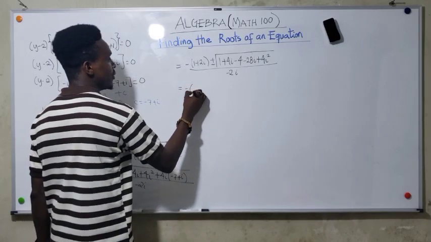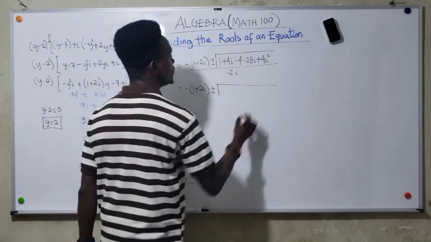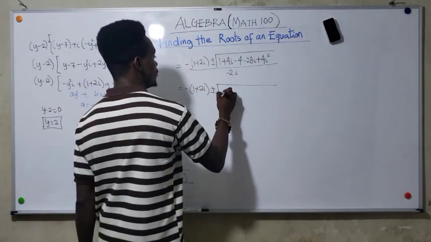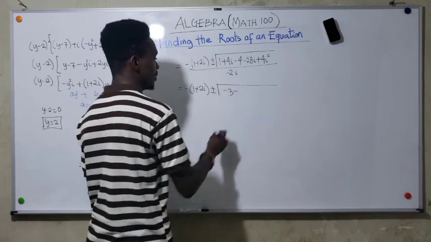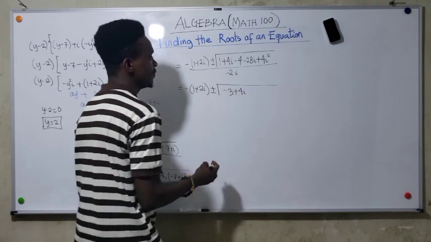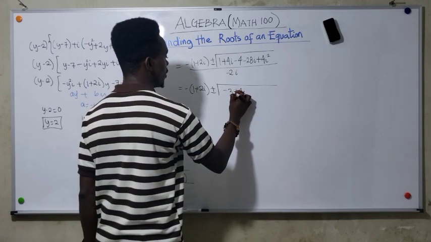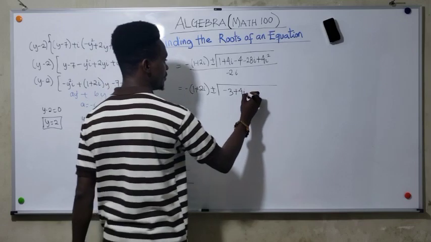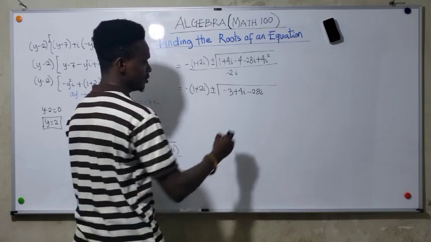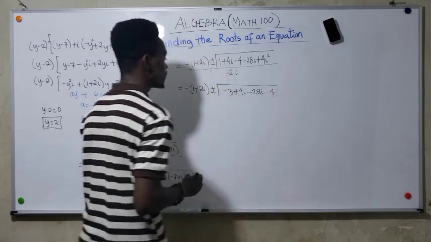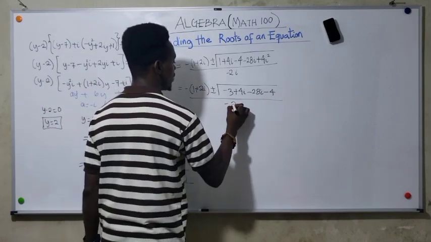So we have minus (1 plus 2r) plus or minus the root of. This plus this is what? Minus 3, right? Plus 4r, plus 4r, sorry, minus 28r. r squared is minus 1, so it's minus 4. So we have all divided by minus 2r.